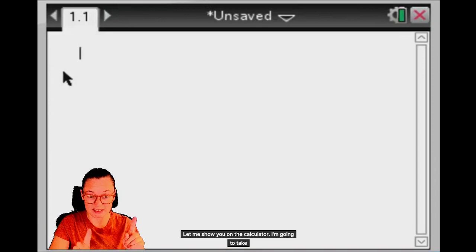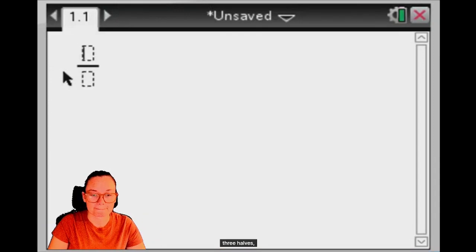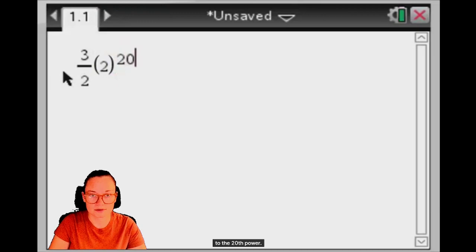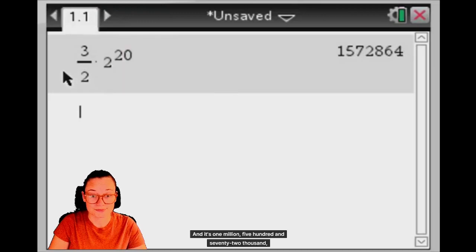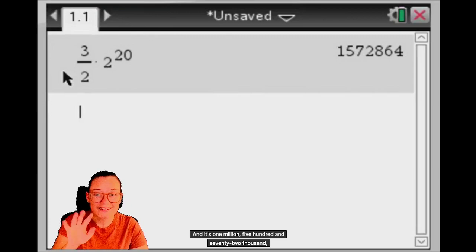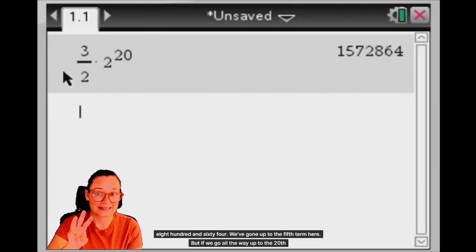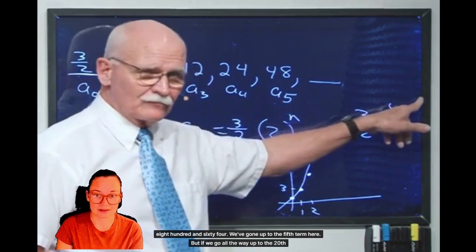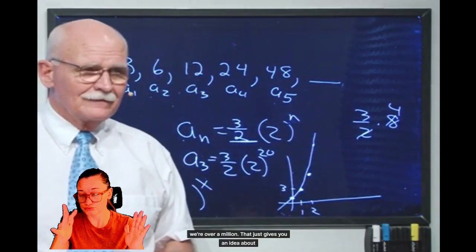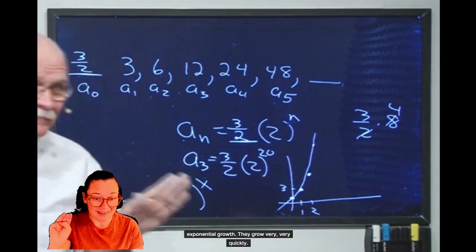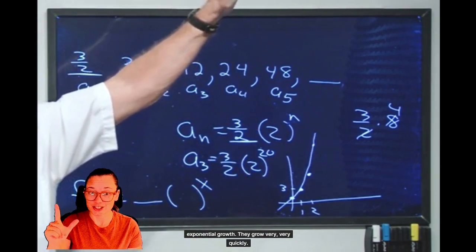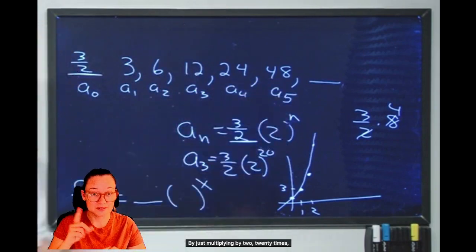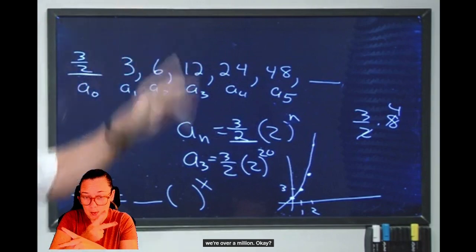I'm going to take 3 halves times 2 to the 20th power, and it's 1,572,864. We've gone up to the 5th term here, but if we go all the way up to the 20th term, we're over 1 million. That just gives you an idea about exponential growth. They grow very, very quickly. By just multiplying by 2 20 times, we're over 1 million, okay?